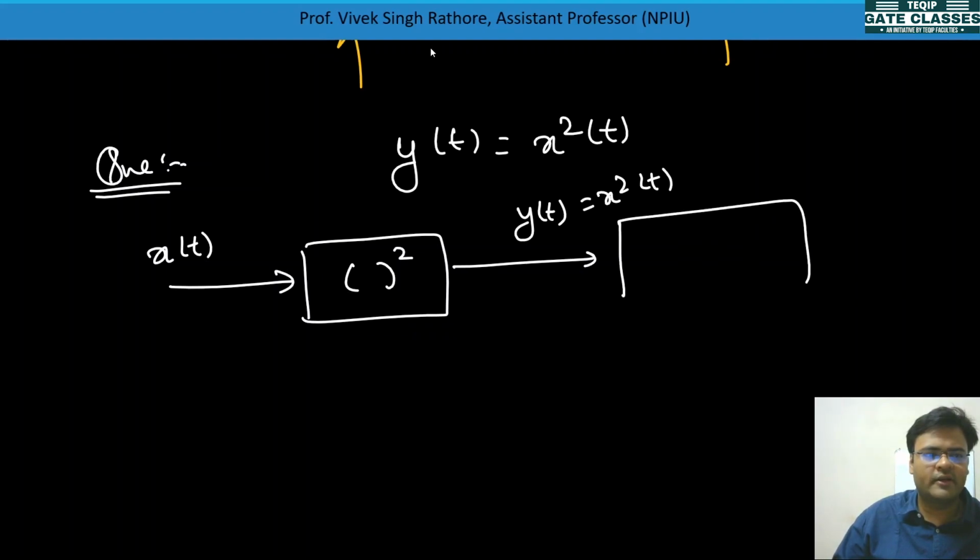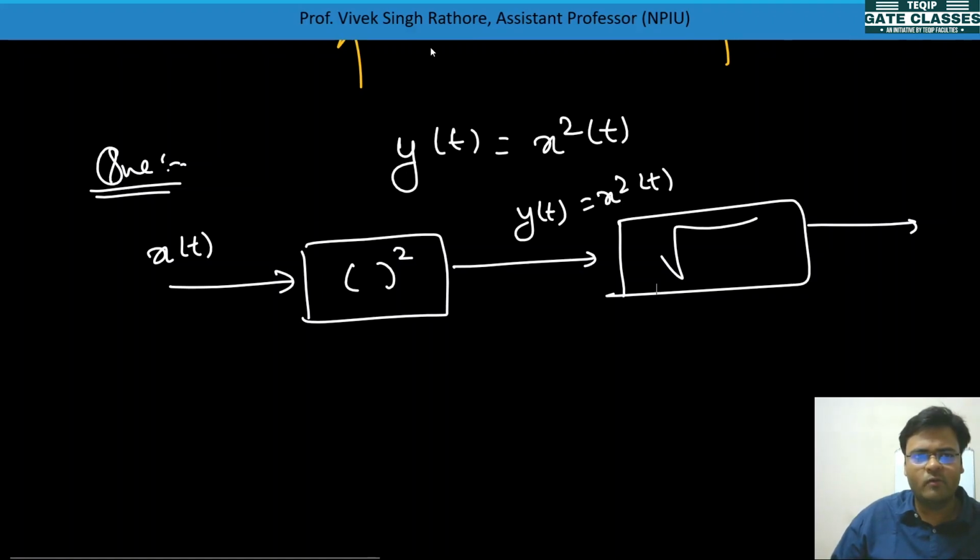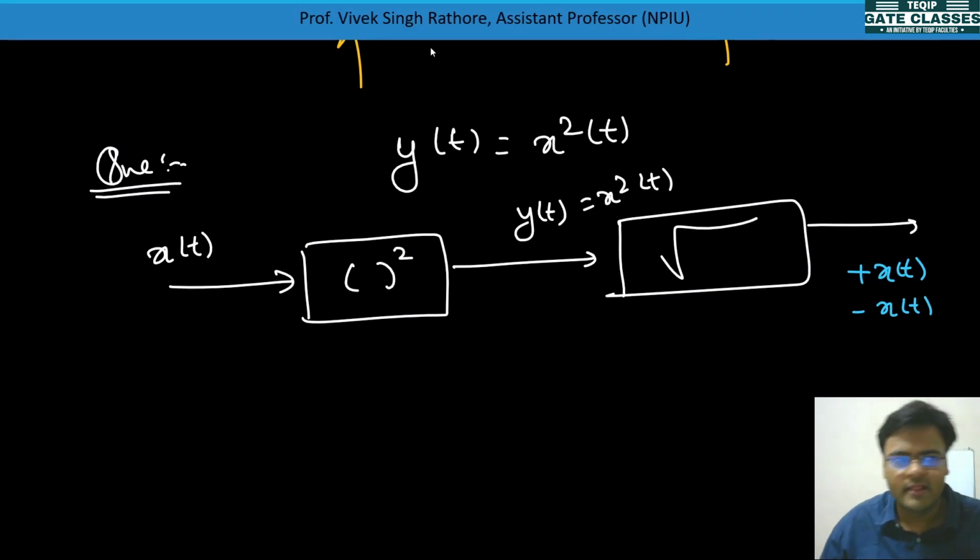Now if we take a system and give this as an input, what we need to do is take the square root. If you take the square root, you can get two answers: plus x(t) and minus x(t), because if you square either of them, you get the same value, x square of t. So here the output can be anything.